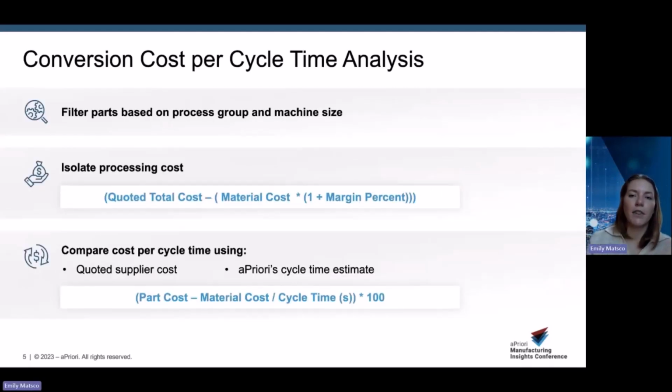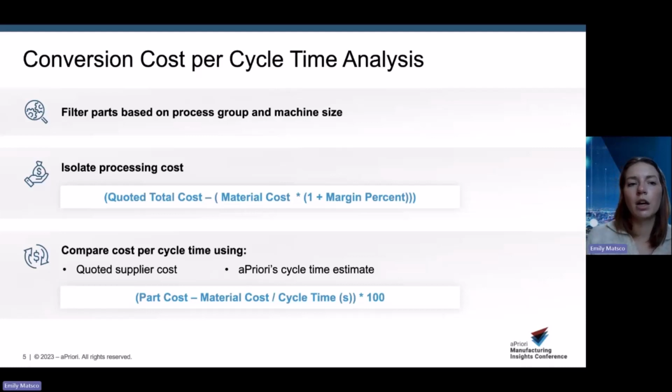So after we've done that, that gives a really great starting point for what is just some of our strong deltas between quoted and should costs that we want to initially address with our suppliers. Taking that a step further, we can use what we call a conversion cost per cycle time analysis. And this is also going to lean heavily on the quoted cost and will actually be a custom report to create in our AP Analytics tool.